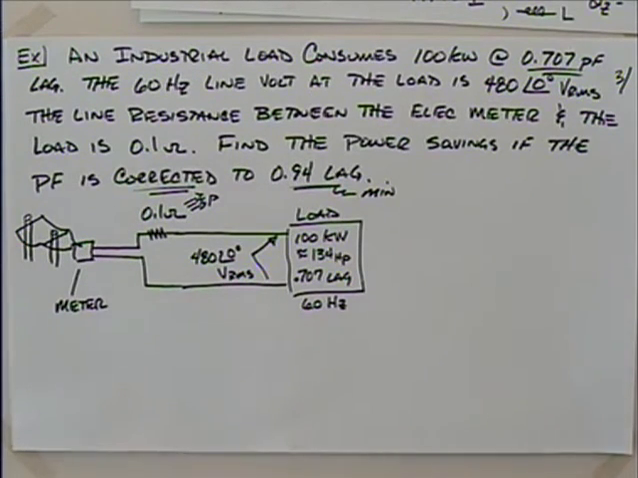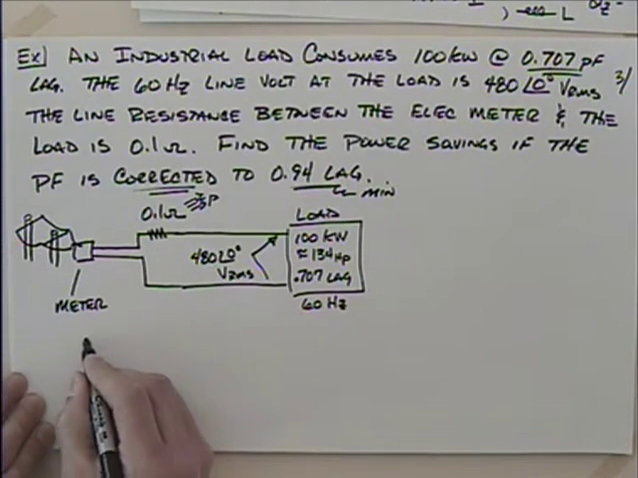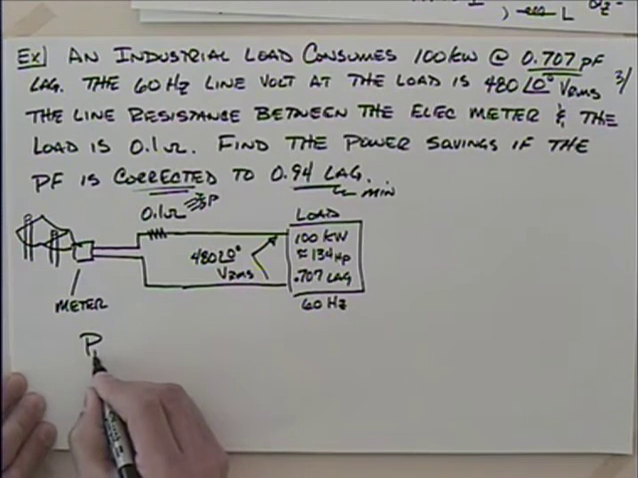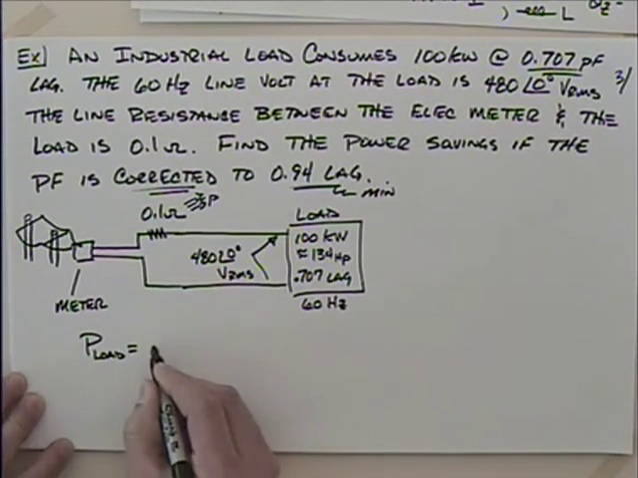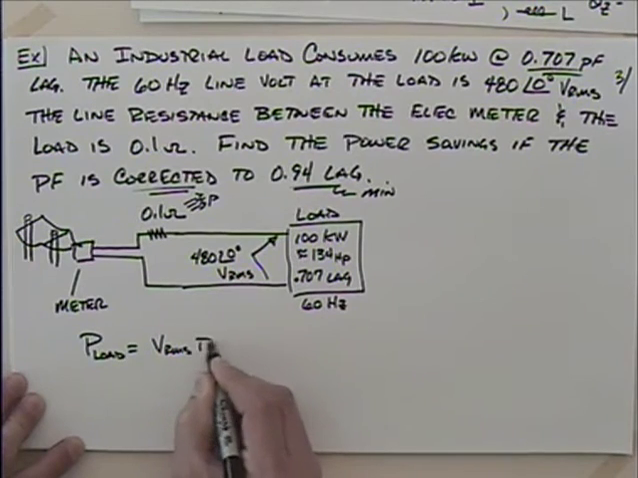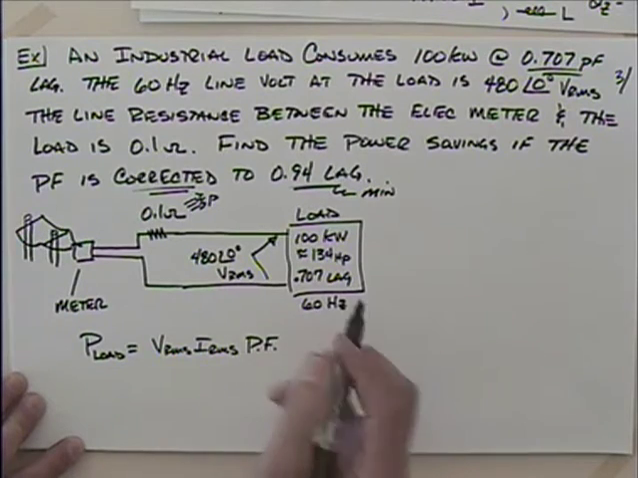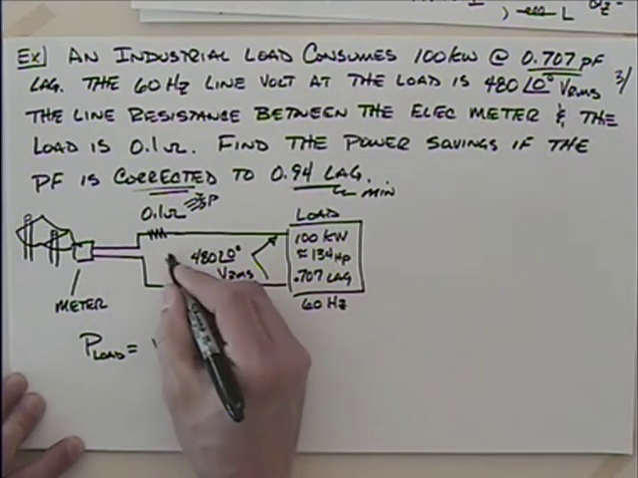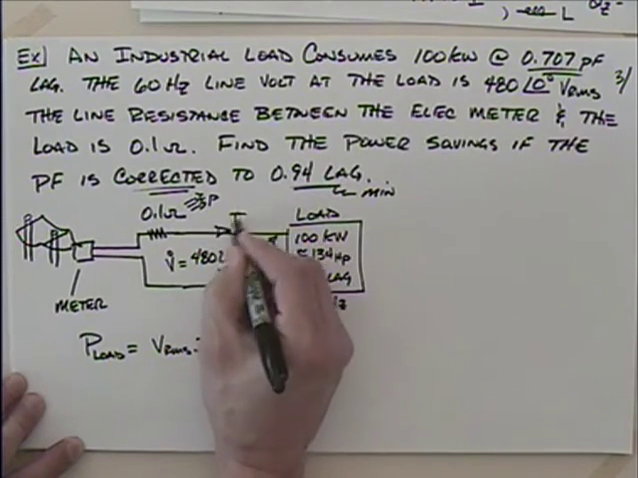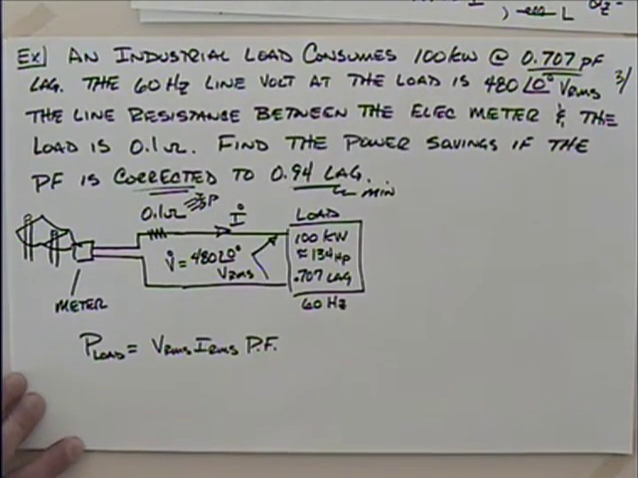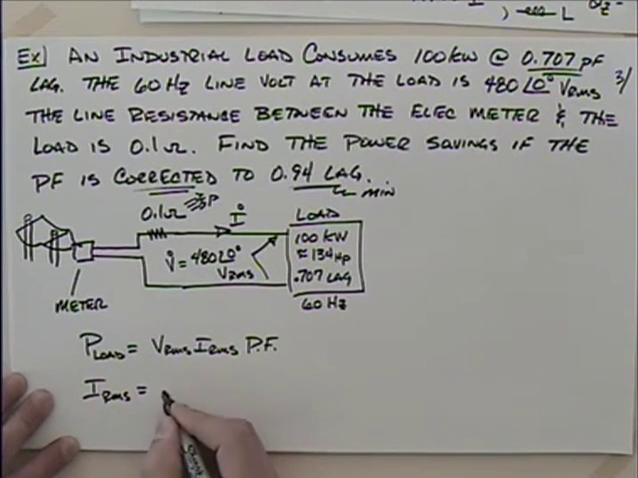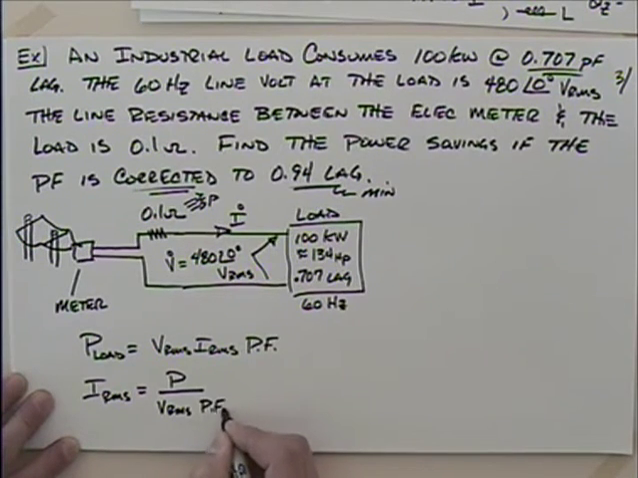Okay, so I think what I'd like to do is I'm going to come over here and look at the average power for the load. It is going to be equal to V RMS times I RMS times the power factor, right? Pretty straightforward. This is the voltage. Here's the current. So I can say then that the magnitude of this current, I RMS, is going to be equal to the power of the load divided by V RMS times the power factor.